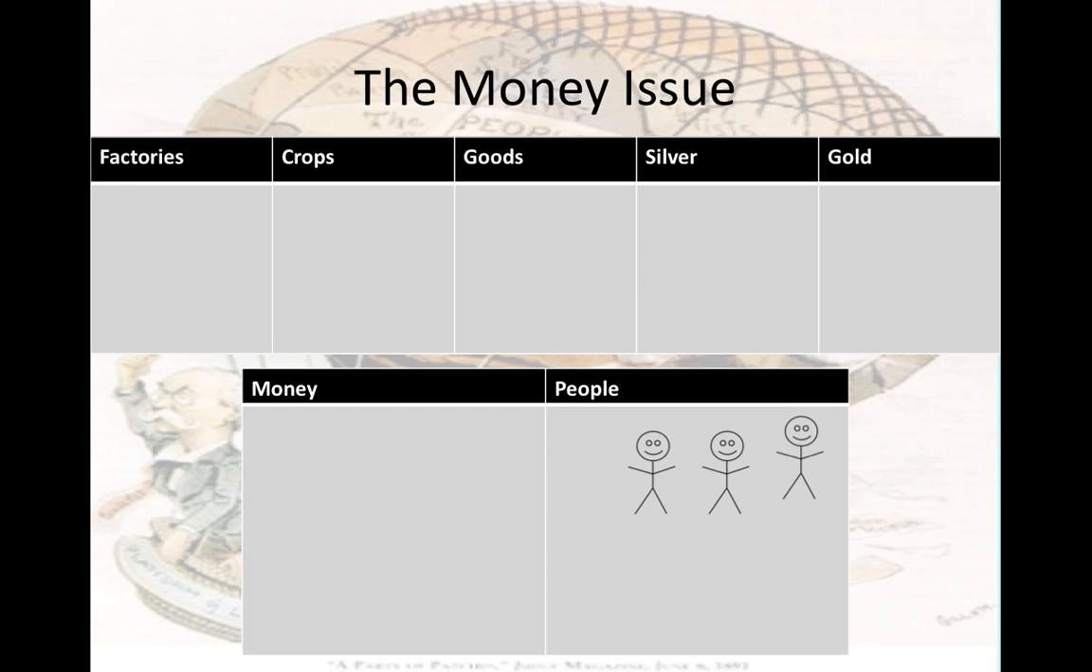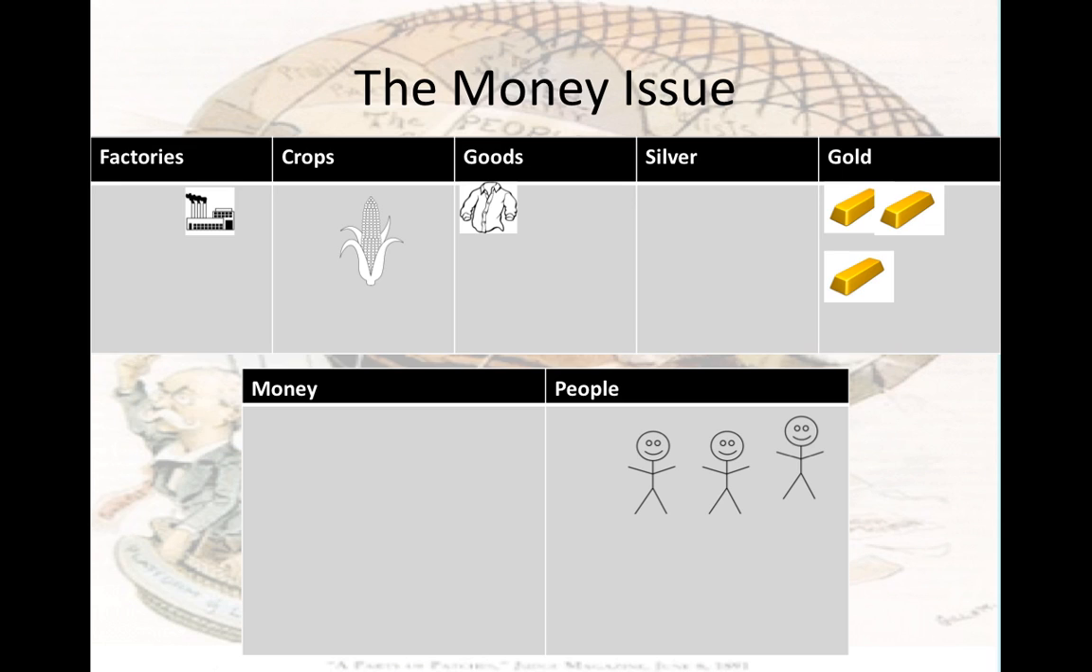Now, in order to facilitate a large population, you need crops. And then in order to keep the population happy and healthy, you need factories to make goods. Now, in order to buy these things, you need to make sure that you have enough gold, which was found in the gold rush, and it was found in Alaska.